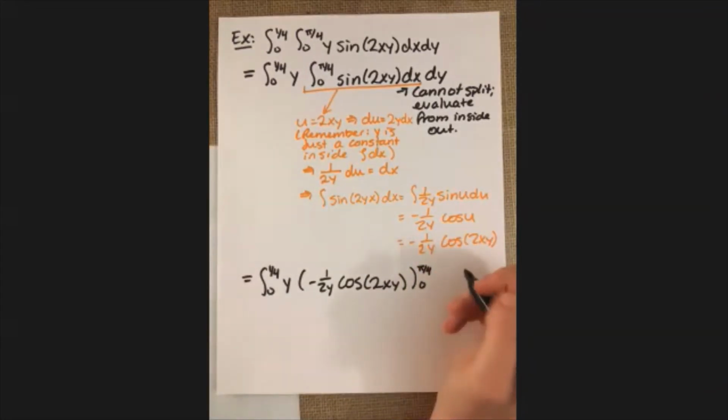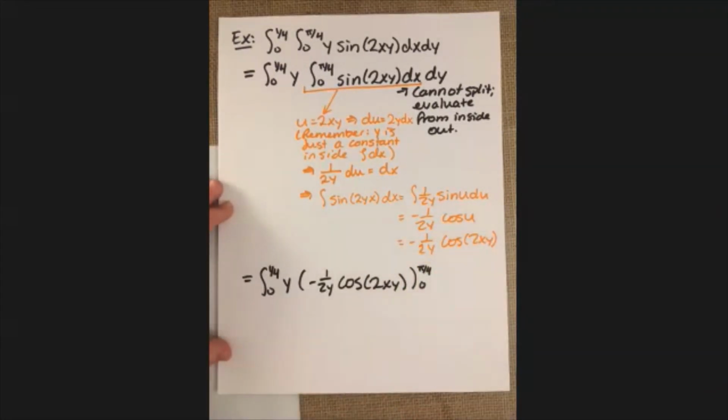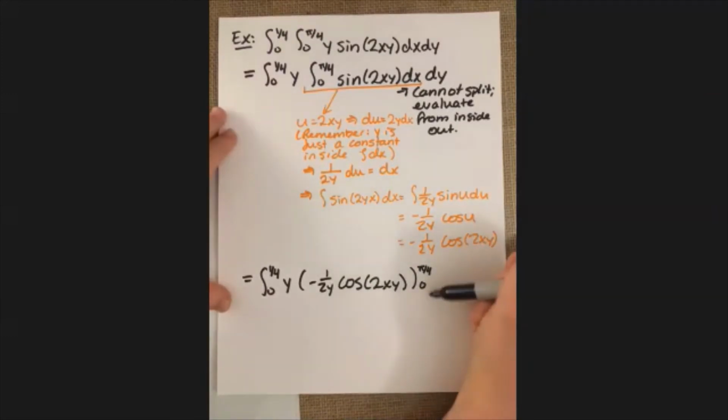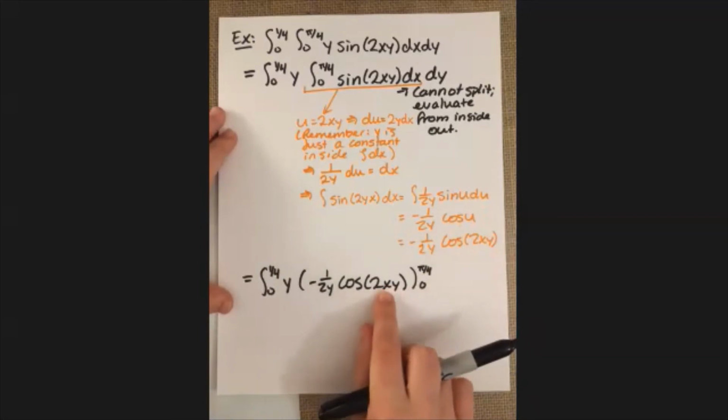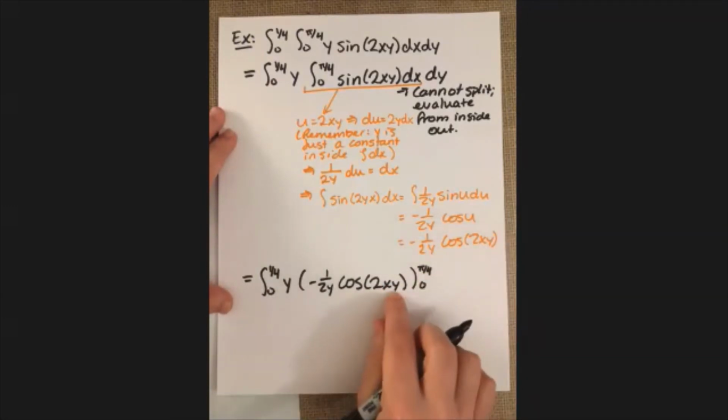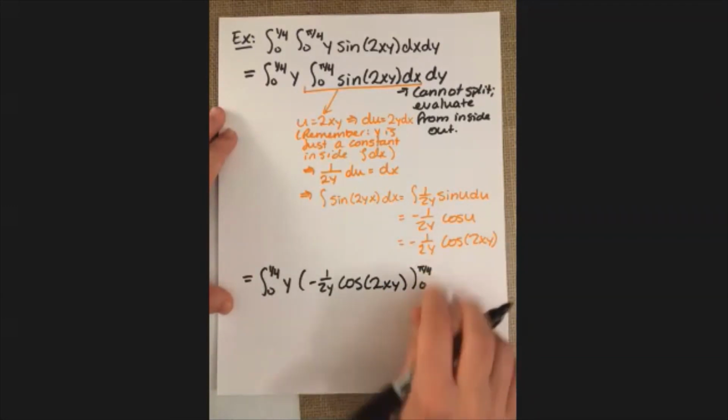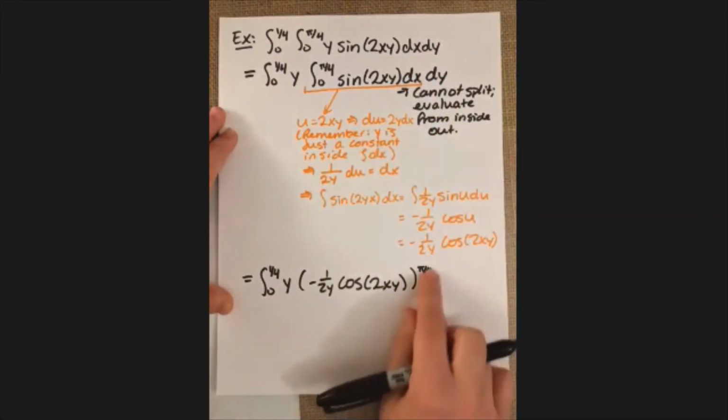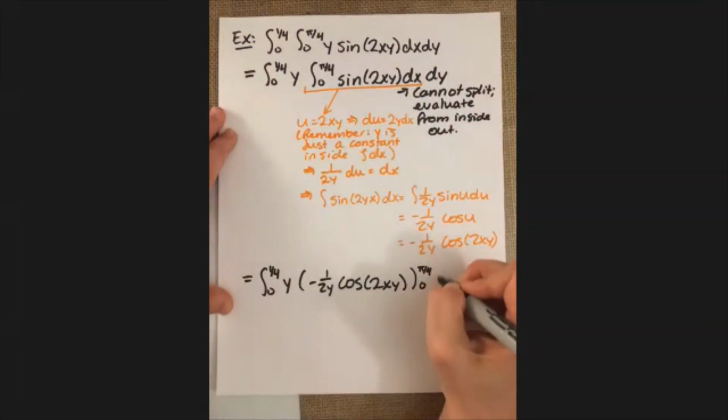I really want to emphasize, and maybe I should have said this on the last example, or the first example, I guess, that this 0 to pi over 4 is only getting plugged into x, okay? We're not plugging it into y because this came from evaluating the integral with respect to x. This only gets plugged into x.